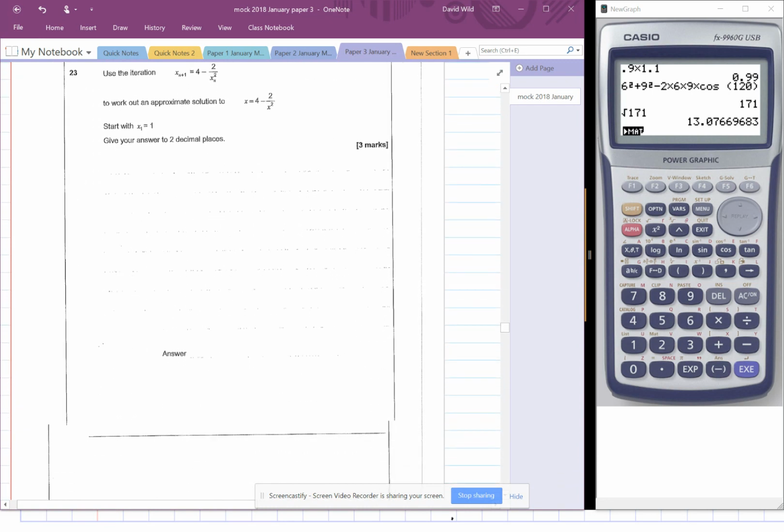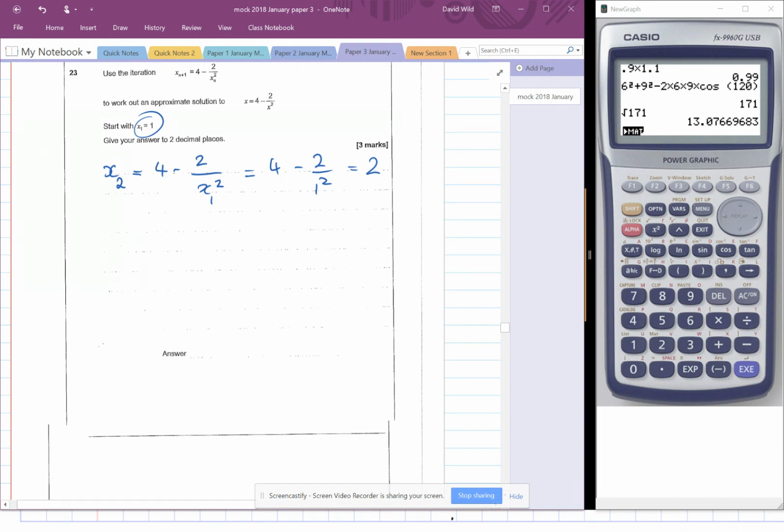Iteration. We want to work out an approximate solution to this. All they've done is add the n plus 1 on the left and the n on the right, so they've done that for us. We're starting with x1 equals 1, so x2 is 4 minus 2 over x1 squared. But x1 is 1, so this is 4 minus 2 over 1 squared, which is 4 minus 2, which is 2. So x2 is 2.